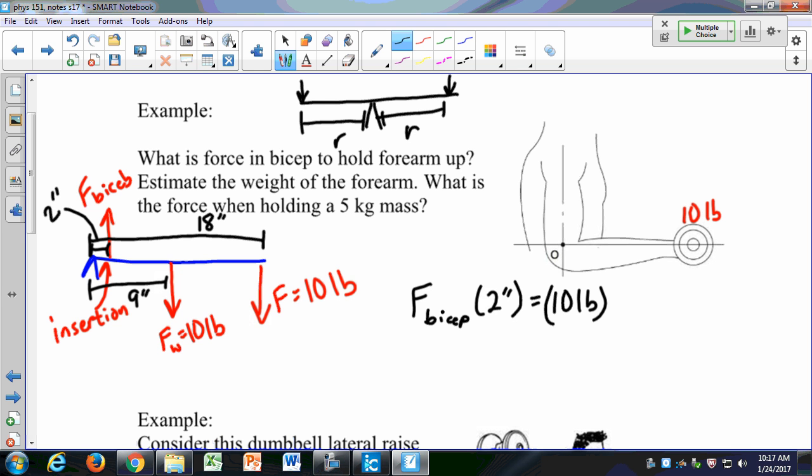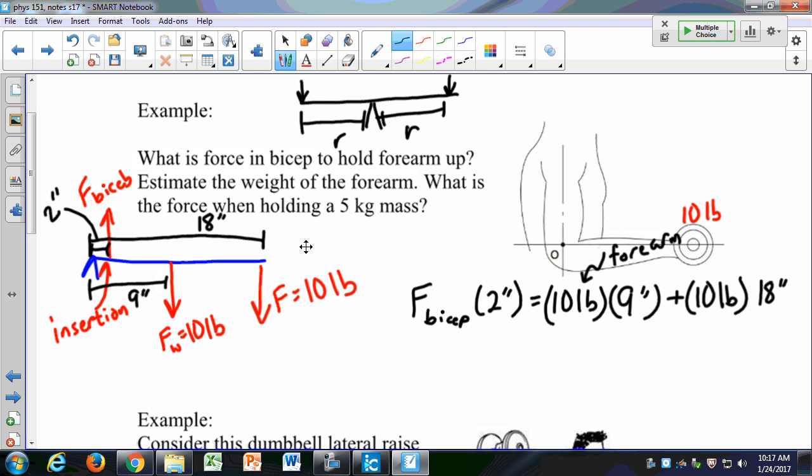With me? I know we're almost done. Y'all getting tired. We just have a few minutes left. But so I'm going to have 10 pounds times 9 inches. That's the weight of the forearm. Plus 10 pounds times what distance? 18 inches.